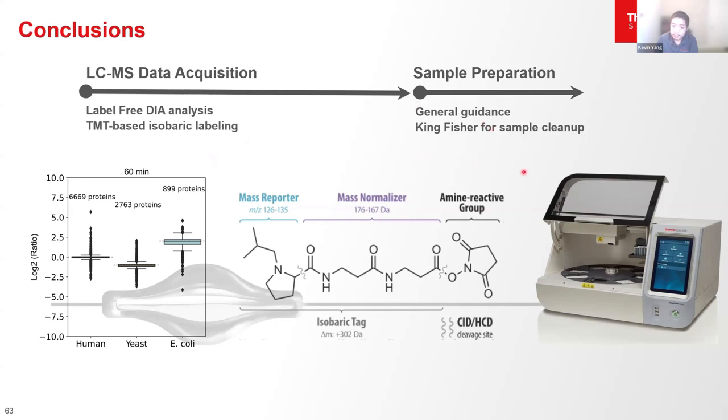For sample prep, we have the KingFisher to partially automate this process, and this could be used for other applications as well, such as immunoprecipitation, or if you're doing any plasma work, it can be used to enrich the EVs, right? So there's a lot of flexibility. And with that, I'll be happy to take any questions.